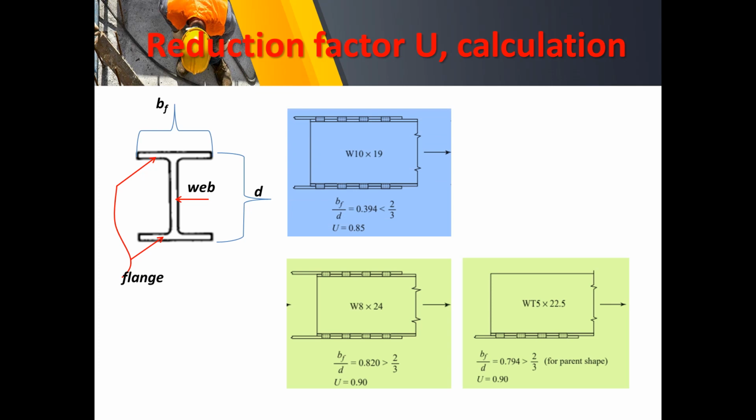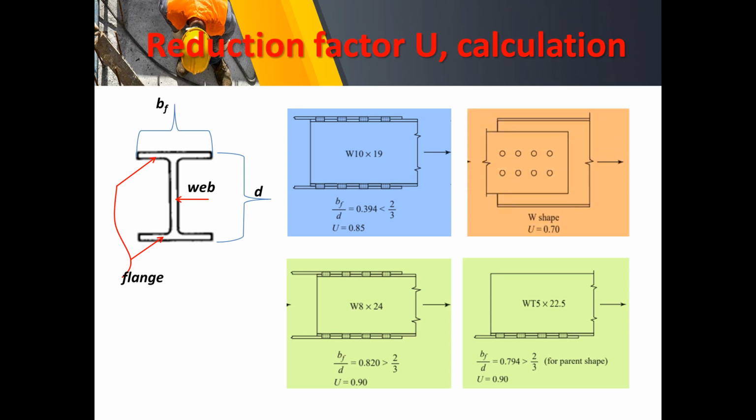So this is another condition wherein the ratio of bf, or the width of the flange, to that of the depth is less than 2/3, then we use 0.85. So as you can see, the connections are within the flanges. Now, if we have the connection that is located on the web itself, then we will use the reduction factor U equal to 0.7.